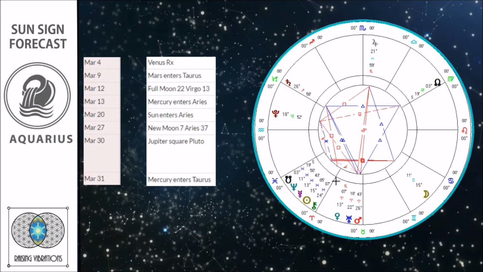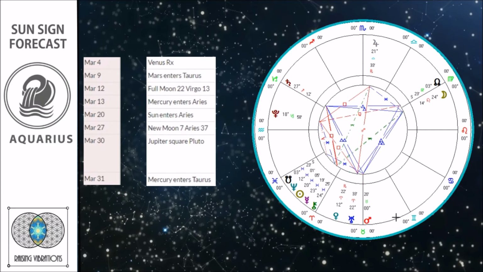But if we go over to how the planets are actually moving, and we go over to the 9th of March, you can actually see here that Mars moves into the constellation Taurus, and that's your 4th house. So of course, the nature of your home is going to come into play a little bit.